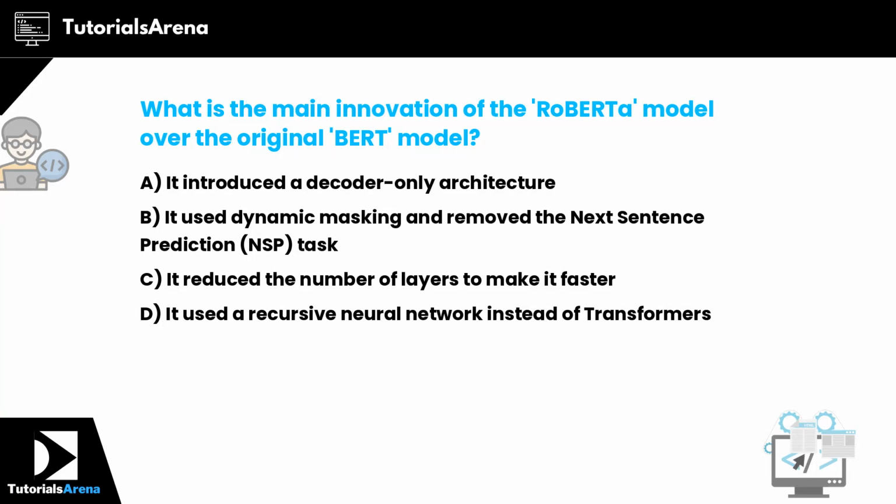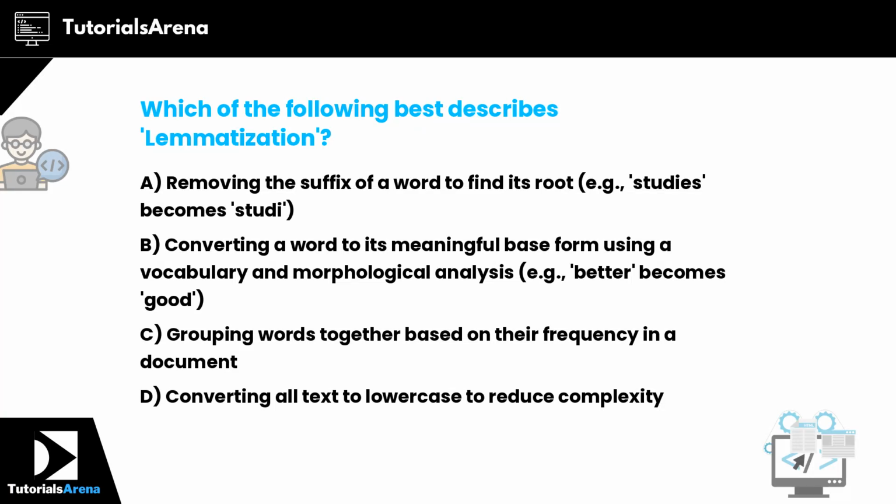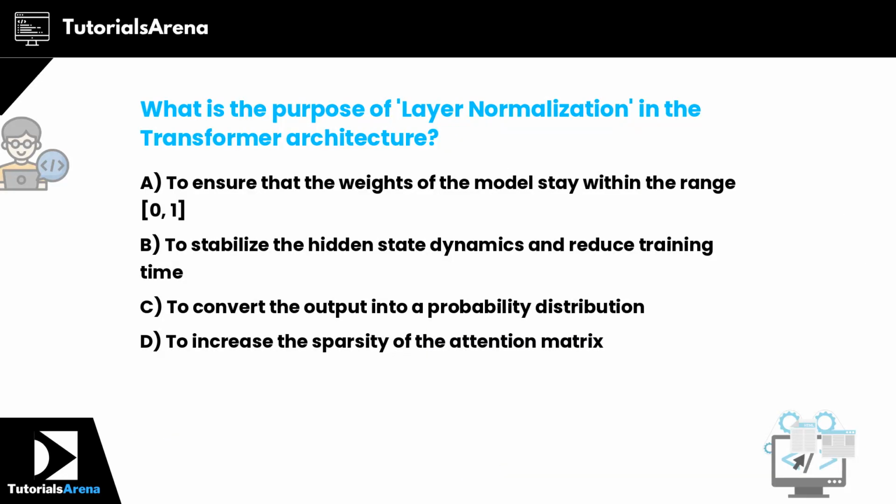What is the main innovation of the RoBERTa model over the original BERT model? The correct answer is option B. It used dynamic masking and removed the next sentence prediction, NSP, task. Which of the following best describes lemmatization? The correct answer is option B, converting a word to its meaningful base form using a vocabulary and morphological analysis, e.g., better becomes good.